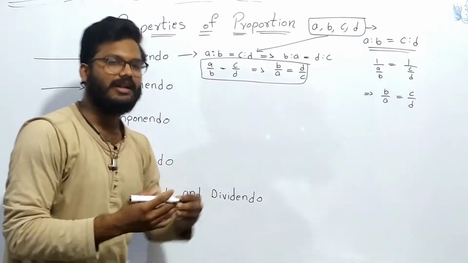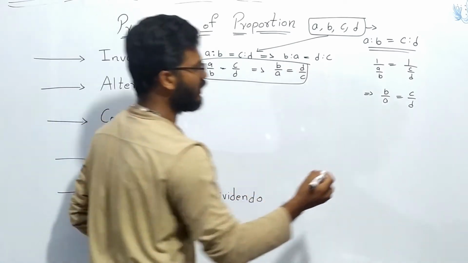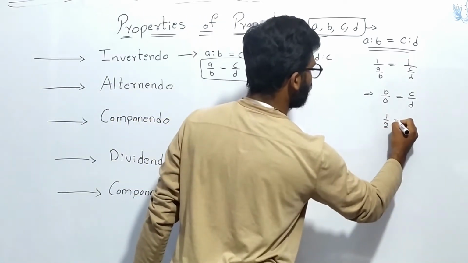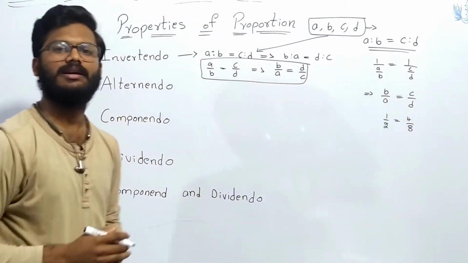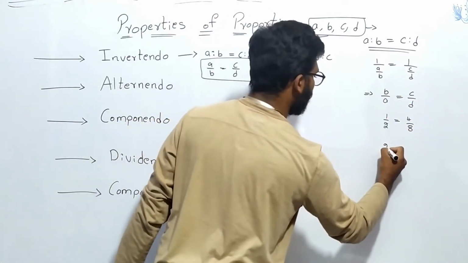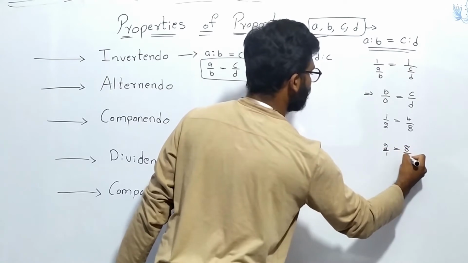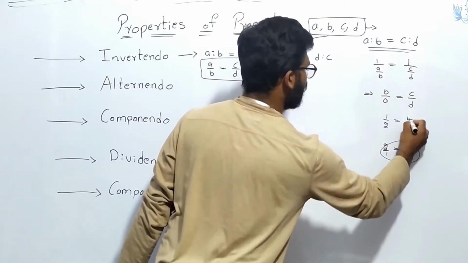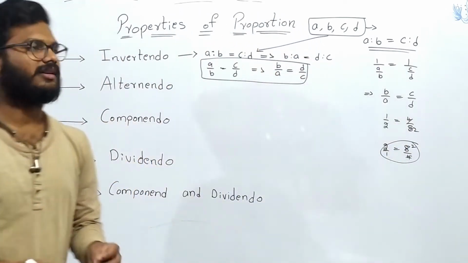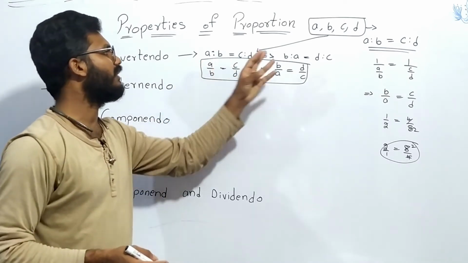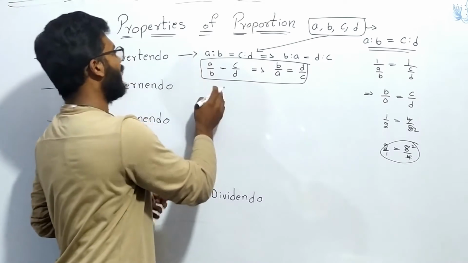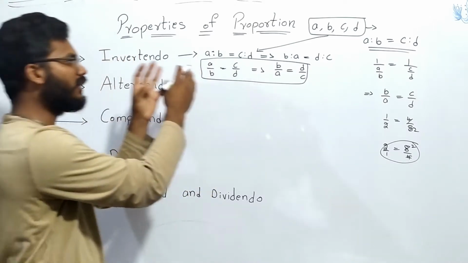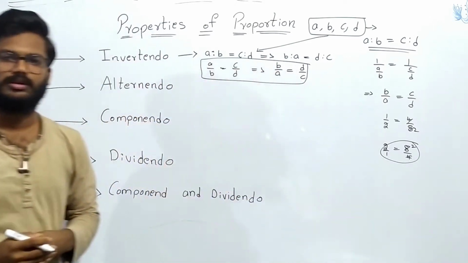So we have to write the reciprocals. If you take an example, suppose 1 by 2 is equal to 4 by 8. These two are equal, right? Then if I write its reciprocals, it becomes 2 by 1 is equal to 8 by 4. This is also correct, right? So both are correct. When A, B, C, D are in proportion, that implies A by B is equal to C by D. Then according to the invertendo property, we can write B by A is equal to D by C.